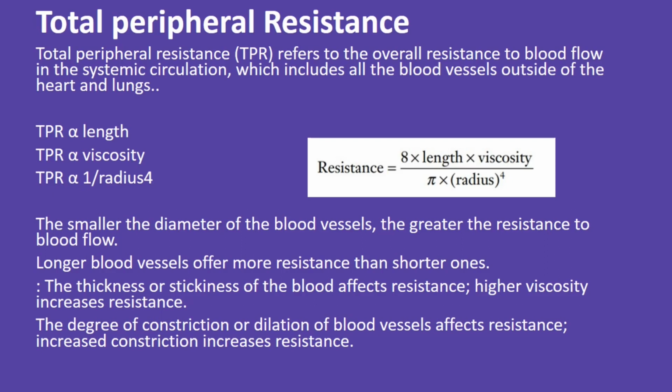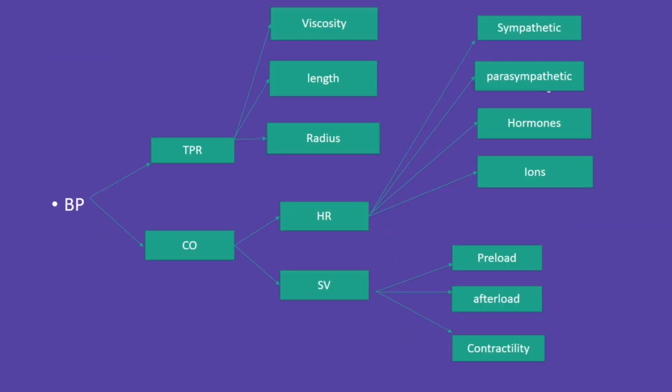Increased constriction leads to higher resistance, while dilation decreases resistance. In summary, blood pressure regulation is influenced by several key factors. Preload, contractility, and afterload directly impact stroke volume, a determinant of blood pressure. Sympathetic and parasympathetic supply, ions, and hormones modulate heart rate, another component of blood pressure.